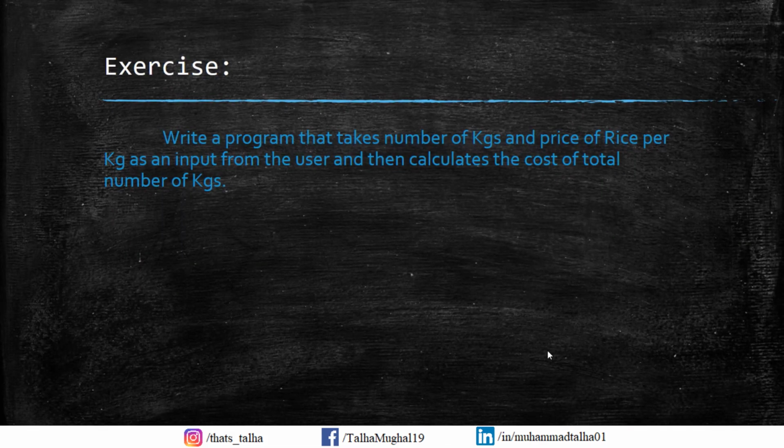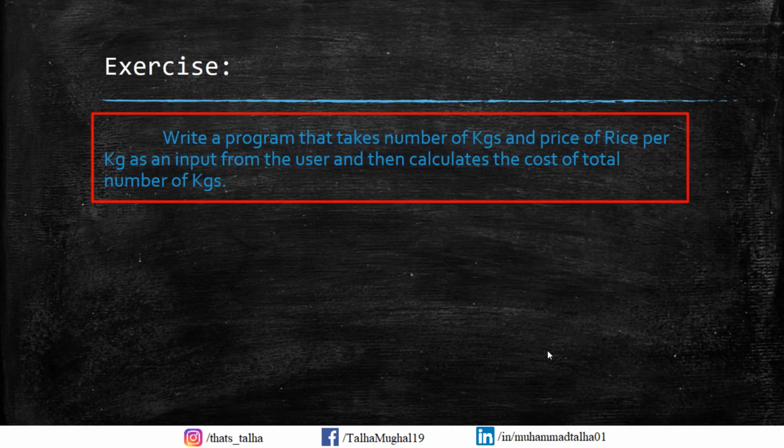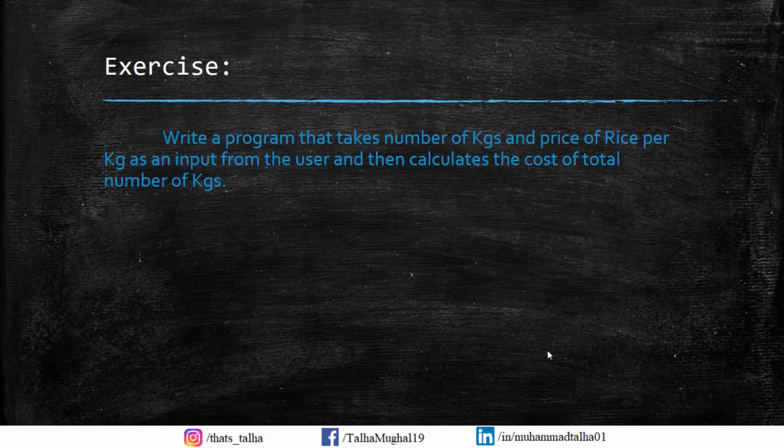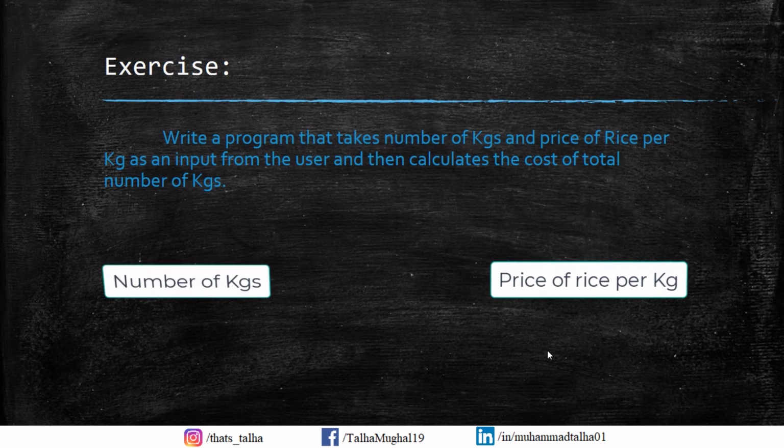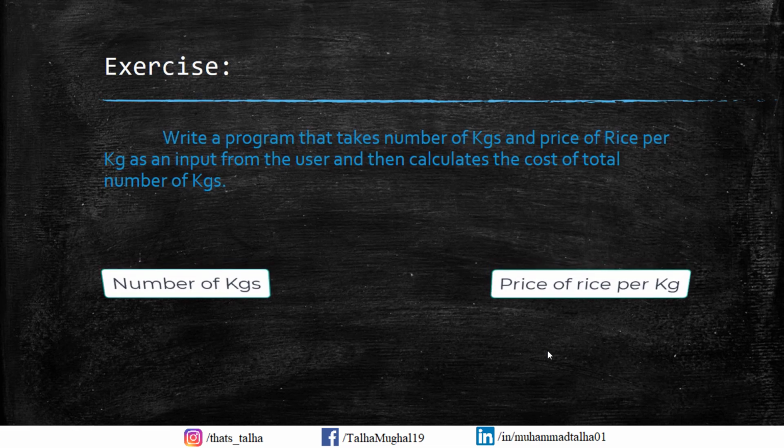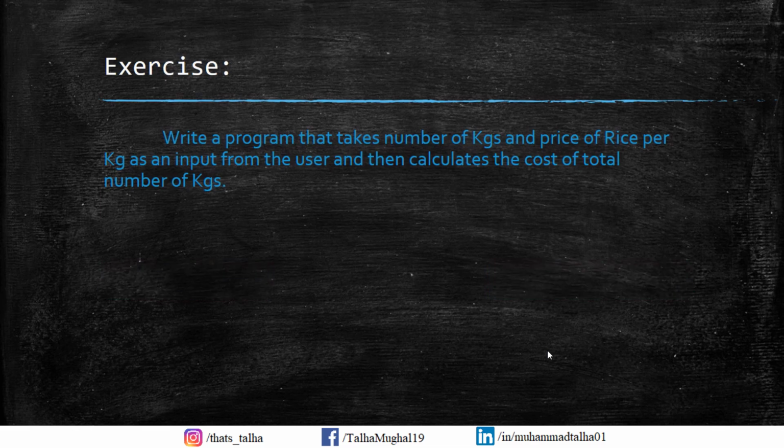The question was, write a program that takes number of kgs and price of rice per kg as an input from the user, and then calculates the cost of total number of kgs. And I mentioned that here we have to take 2 inputs from the user. The first input is number of kgs, and the second input is price of rice per kg. So let's move ahead and solve this problem.